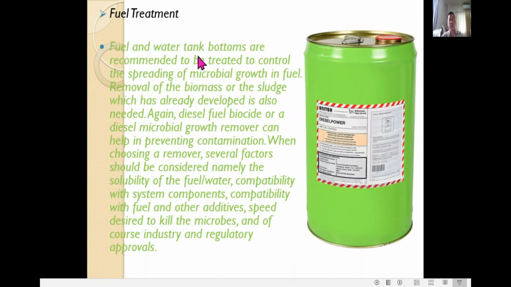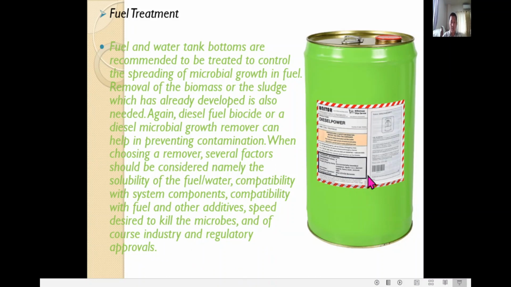Next, we have also fuel treatment. So fuel and water tank bottoms are recommended to be treated to control the spreading of microbial growth. In fuel, removal of biomass or the sludge which has already developed is also needed. Again, diesel fuel biocide, or a diesel microbial growth remover can help in preventing contamination. When choosing a remover, several factors should be considered, namely the solubility of the fuel water, compatibility with the system components, compatibility with fuel and other additives, speed desired to kill the microbes, and of course, industry and regulatory approval.